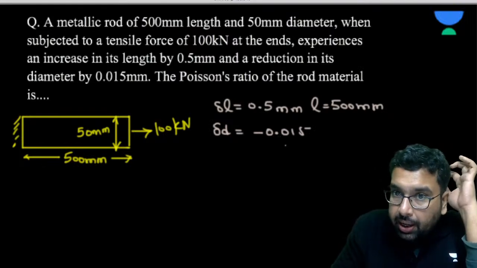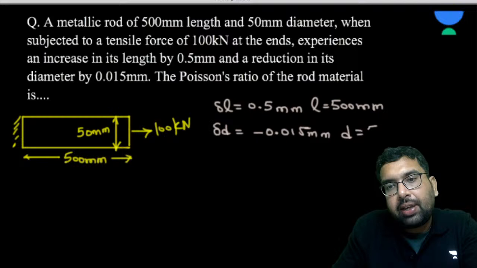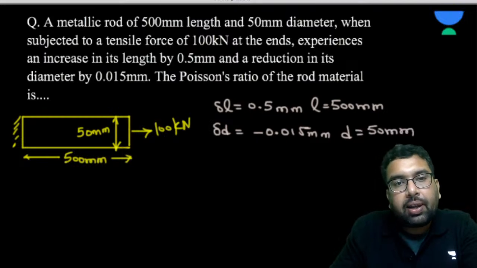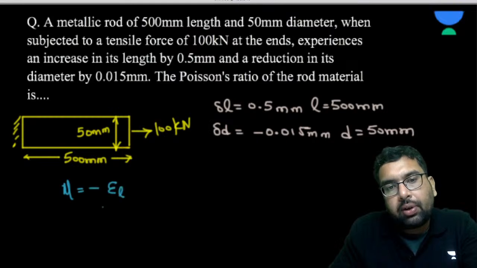Delta D is minus 0.15 mm and D is 50 mm, right? Now in this condition, what is going to be the mu? So mu is minus of lateral to the longitudinal strain. So mu is minus of lateral is what?